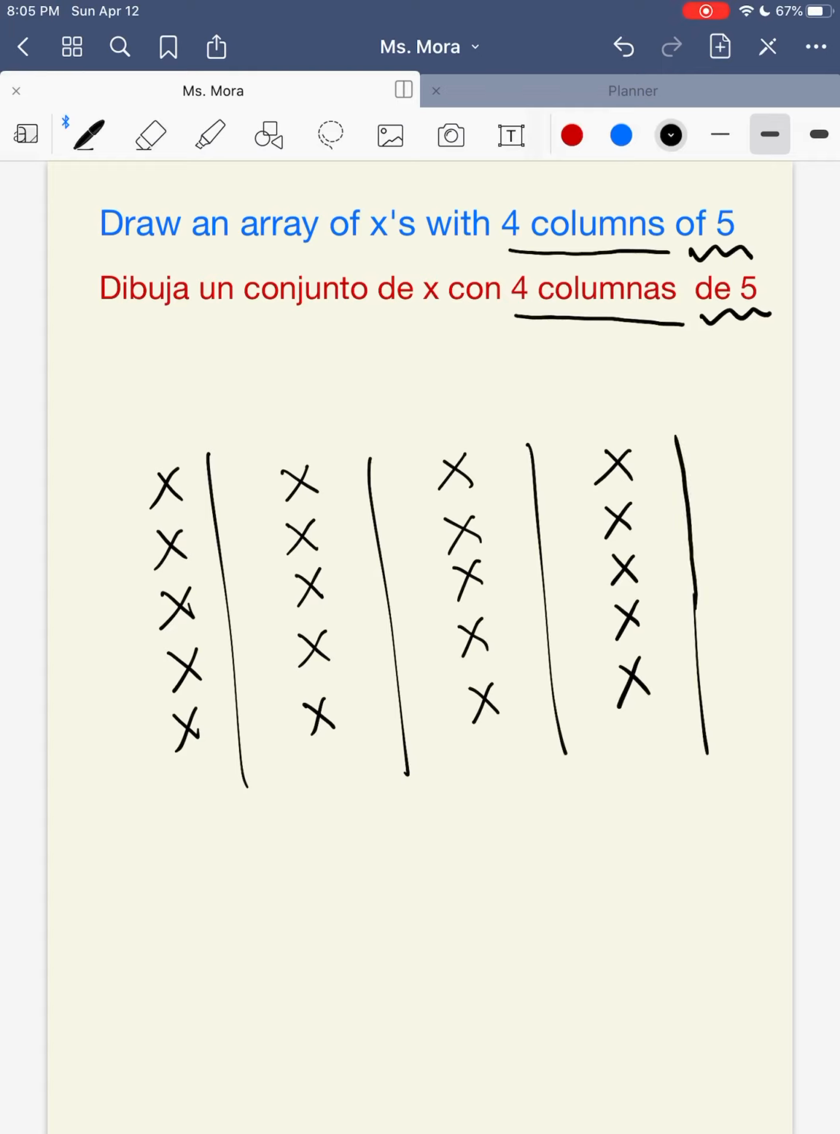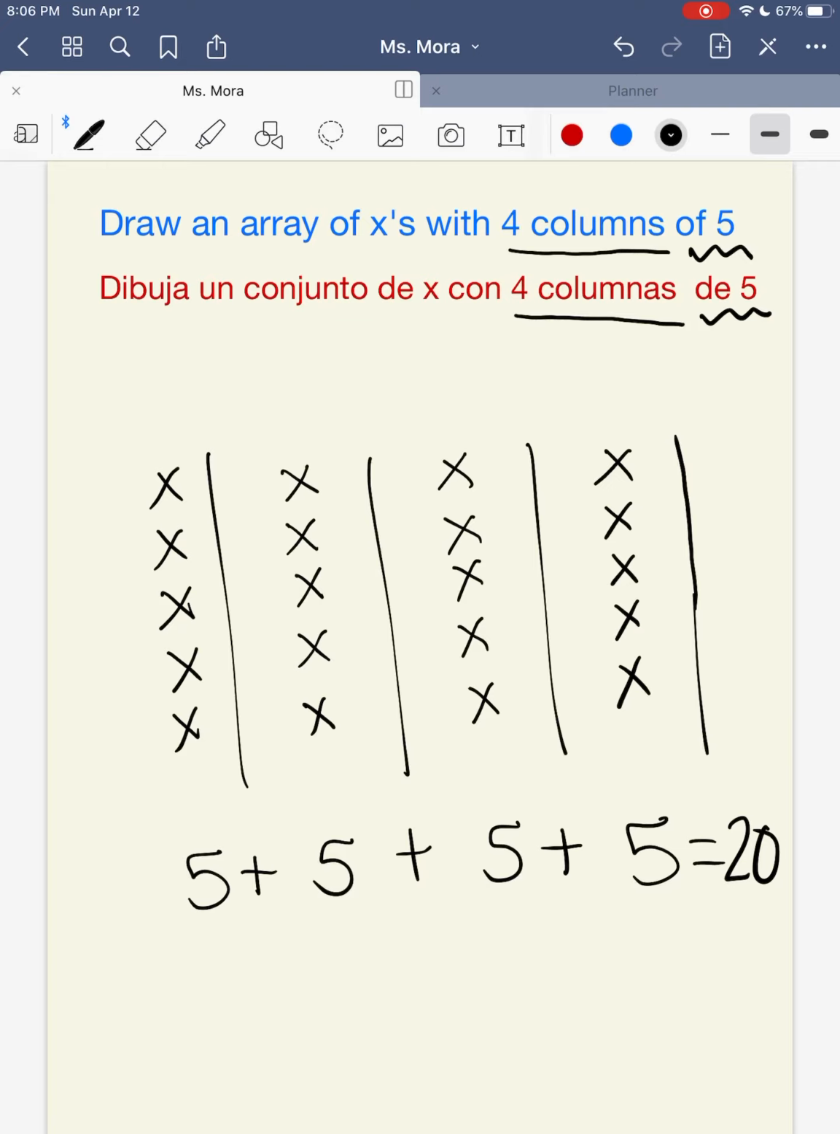Okay, so my 4 columns of 5, and then your repeated addition sentence should have been 5 plus 5 plus 5 plus 5, and I know 5 plus 5 is 10, plus 5 is 15, plus 5 is 20. So mi suma repetida es 5 más 5 más 5 más 5 es igual a 20. So this is my array with 4 columns of 5. So aquí está mi conjunto de 4 columnas de 5.